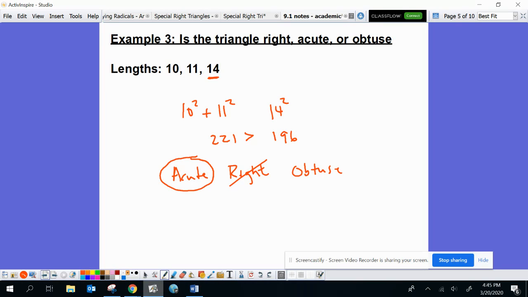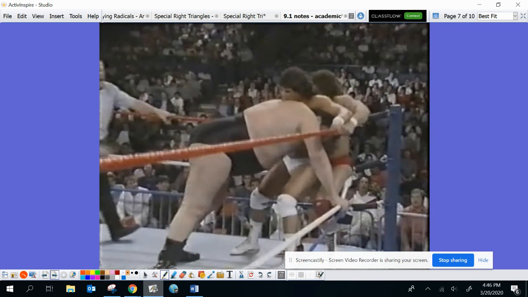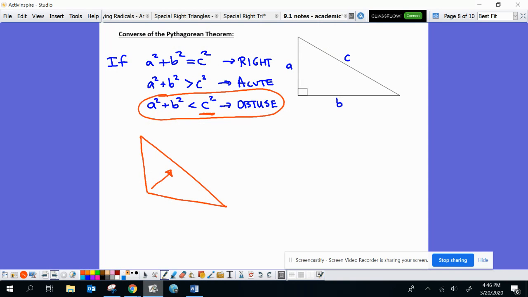Well, if one side were to be squared and bigger than the other 2, that means it's got one really big Andre the Giant type side. And think about it. If a triangle has one really big side, what comes with that? One really big angle. And so that will tell us that it's an obtuse. So hopefully that helps when you look at these rules right here.